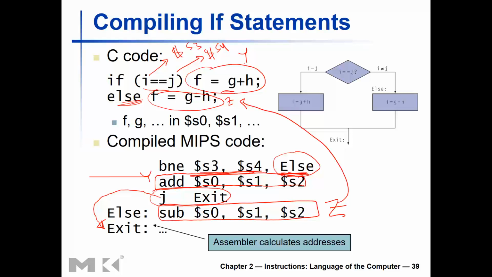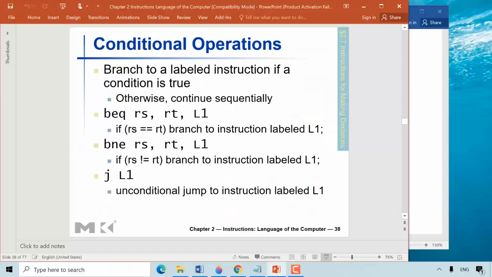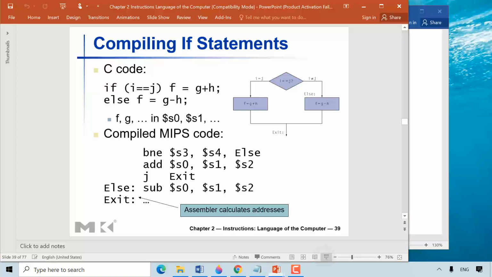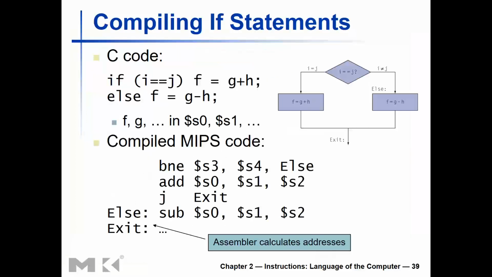Now let's see if they are equal. If they are equal, the branch on not equal will not jump, and I am executing this part. Now, if they are not equal, I'm going to jump to else, and here I'm going to execute this if they are not equal.